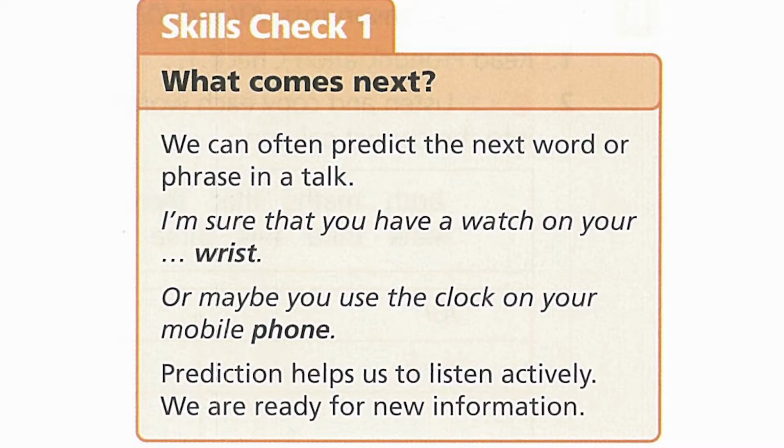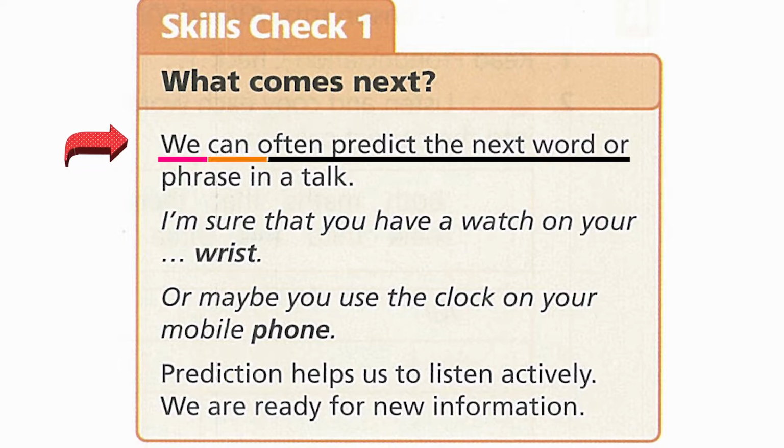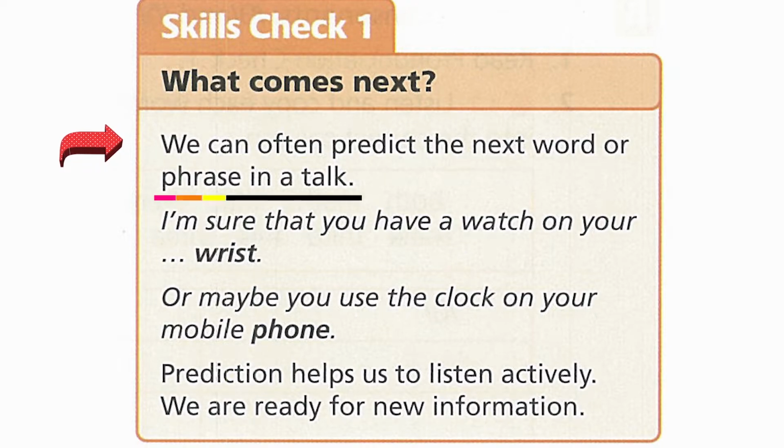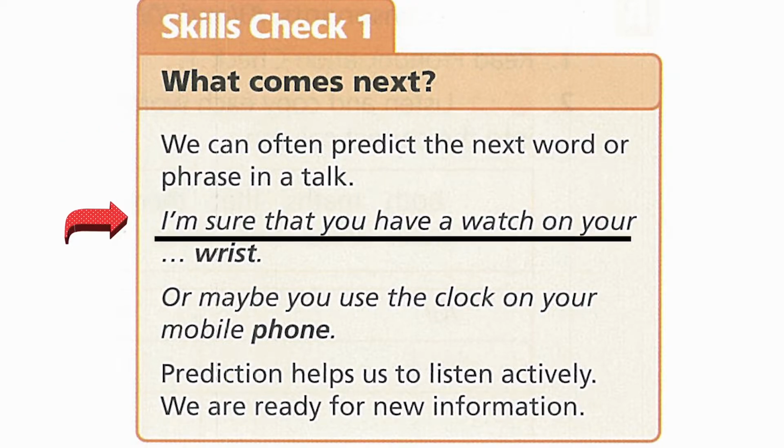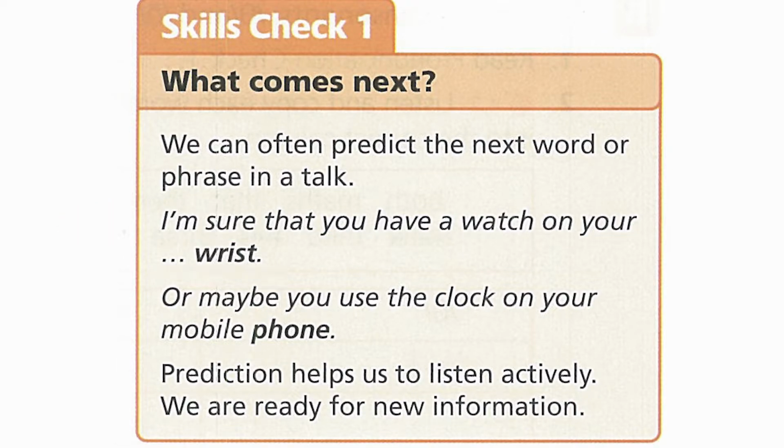Now let's have our first skills check for this episode. You're going to see it right in front of you now. So it's on what comes next. We can often predict the next word or phrase in a talk. So for example, I'm sure that you have a watch on your wrist, or maybe you use the clock on your mobile phone. Prediction helps us to listen actively, so we're always ready for new information.